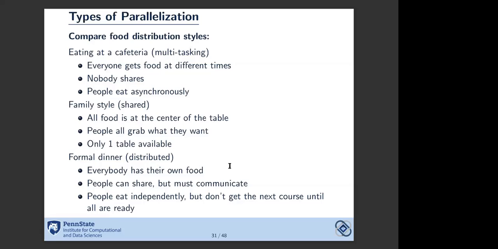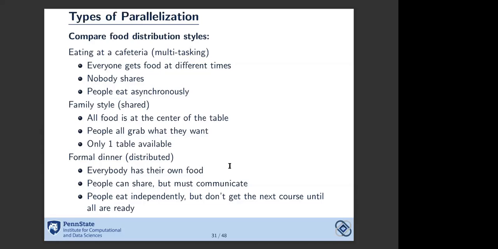Shared memory parallelization is analogous to family style food distribution, where all the food is at the center of the table. Maybe this is what people are doing for the upcoming Thanksgiving holiday. People grab the food that they want from the center of the table, but there's the condition that you can't grab the mashed potatoes if grandma has them. You need to wait. So family style: shared memory.